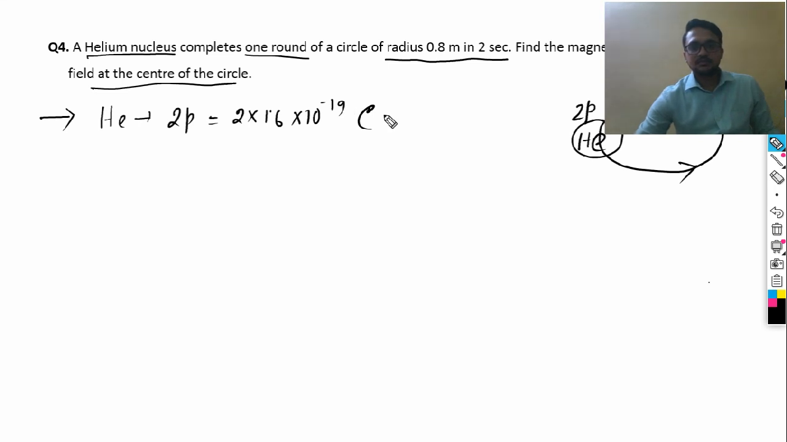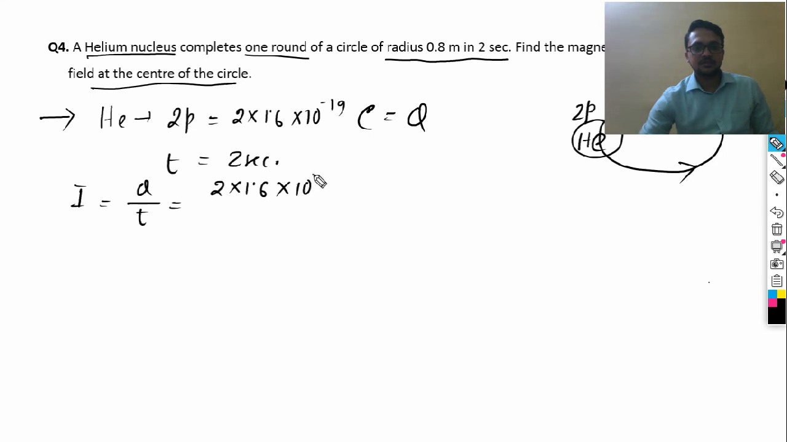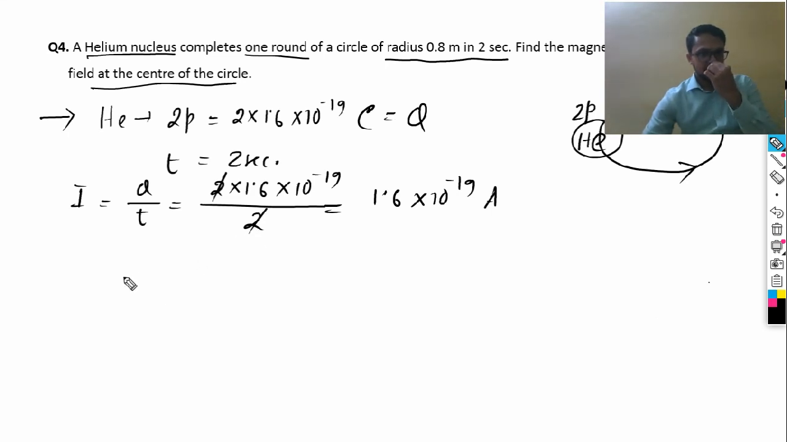So this is Q, and time is given, 2 seconds. So from these two quantities we can find current. Current equal to Q by T, because we need current for finding magnetic field. So it will be 2 into 1.6 into 10 to the power minus 19 by 2. The answer you will get is 1.6 into 10 to the power minus 19 ampere, because here 2 cancelled out. Now R is also given, 0.8 meter, already in SI unit, no need to convert.